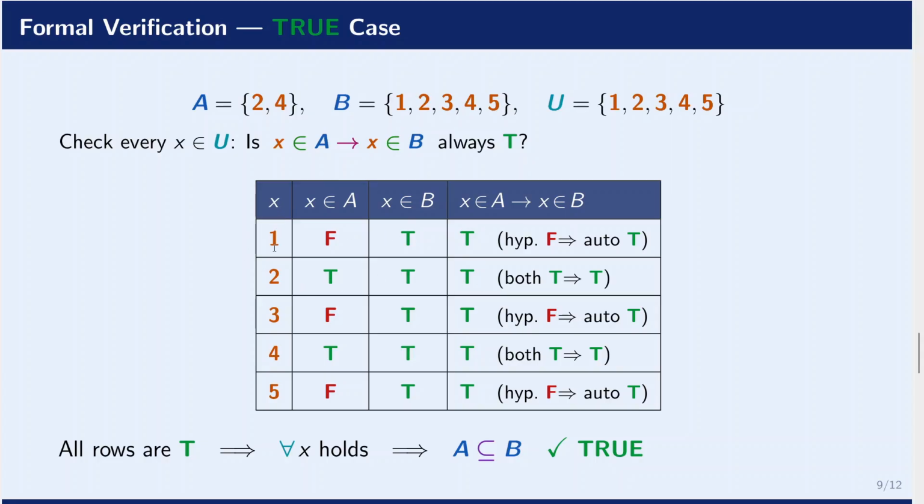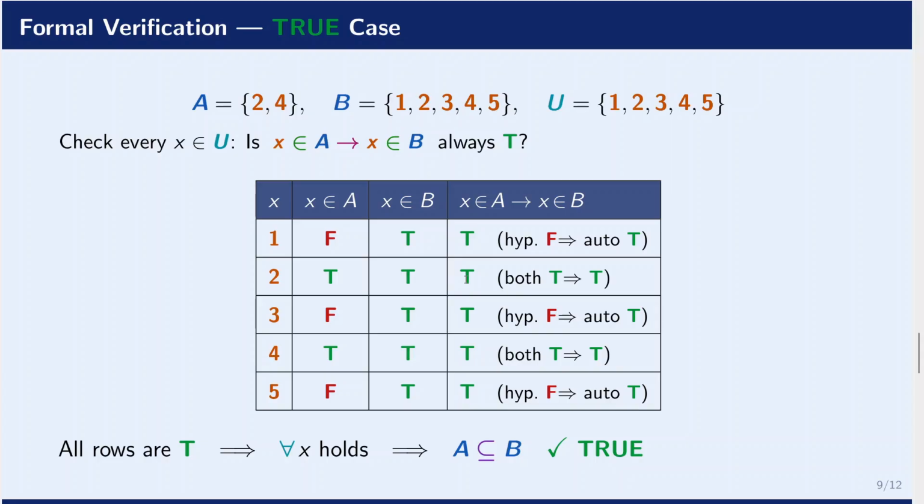For the first row, x equals 1. The number 1 does not belong to A, so the hypothesis is false. 1 does belong to B, so the conclusion is true. As we learned, a false hypothesis automatically makes the if-then implication true. For the second row, x equals 2. 2 belongs to A, so the hypothesis is true. 2 also belongs to B, so the conclusion is true. True implies true, so the implication is true.